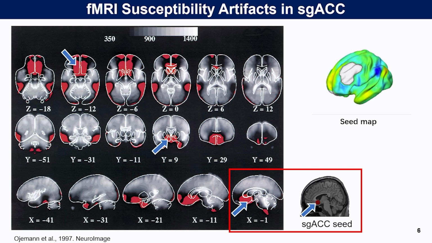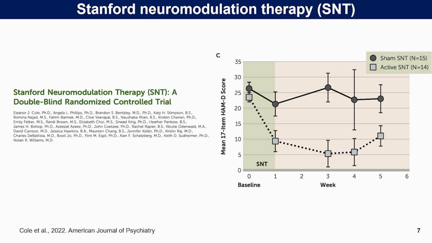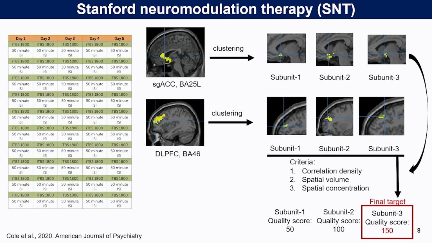I already showed you Robin Cash developed some algorithms to better identify the target. What is driving this front line ahead is inspired by this study by Nolan Williams' group, the Stanford Neuromodulation Therapy. This study showed that using accelerated TMS with an individual TMS target can have very good benefit for treatment-resistant depressed patients. So this is the algorithm itself.